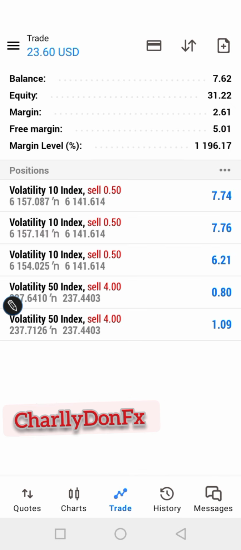So guys, you can see the current trade that I am in. This is the current trade. Can you see? Pushing it from $7 this morning to $31.